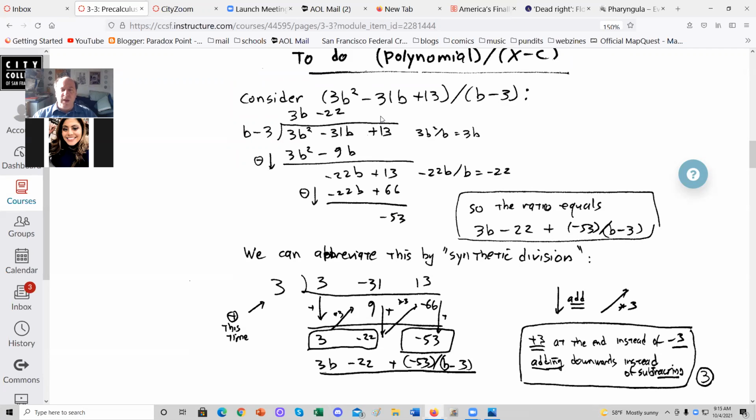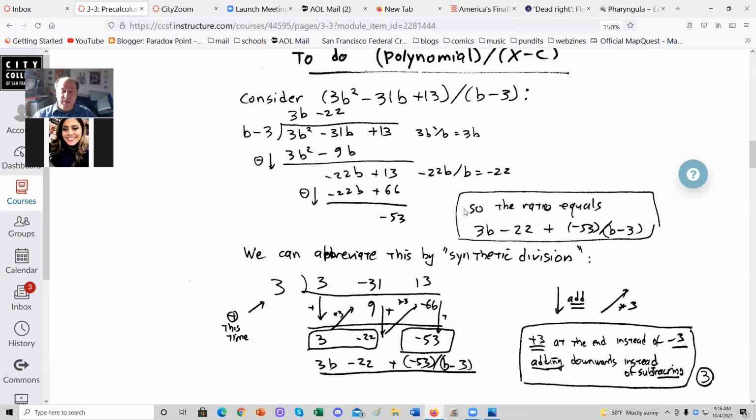Now, I'm going to do the whole thing again, only with a lot less scribbling, fewer variables and fewer rewrites of numbers and so on. Basically, bring it down to its very bare minimum. This 3b squared minus 31b plus 13 we write as this, 3, minus 31, 13. Now, for reasons that'll become clear in a bit, instead of a b minus 3, we put a plus 3 this time.